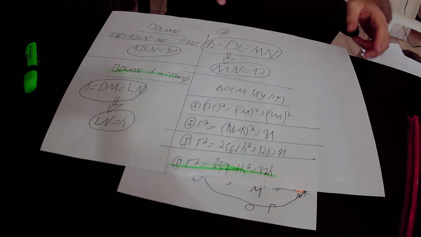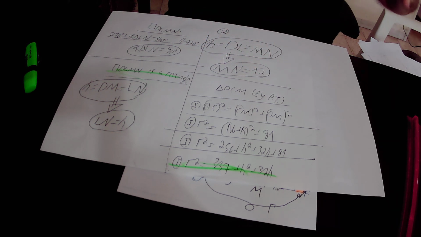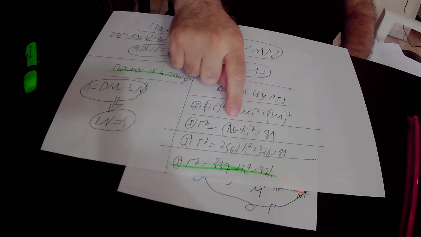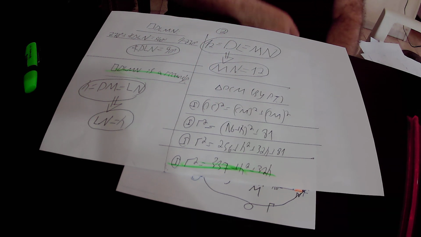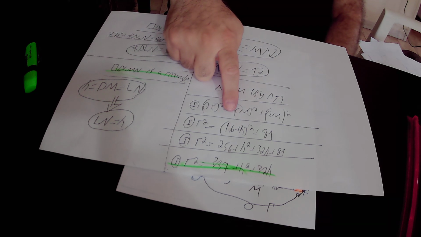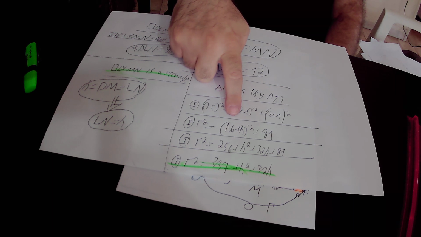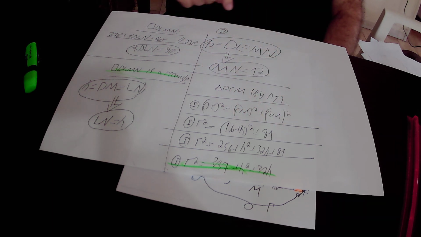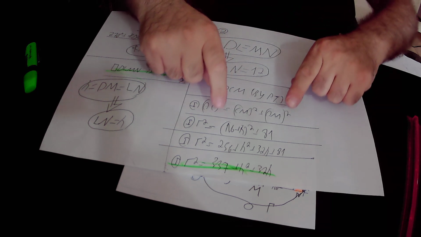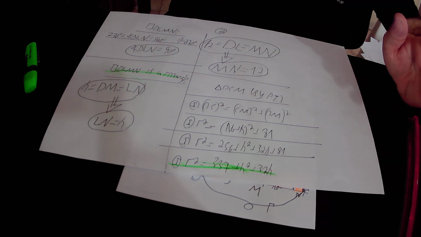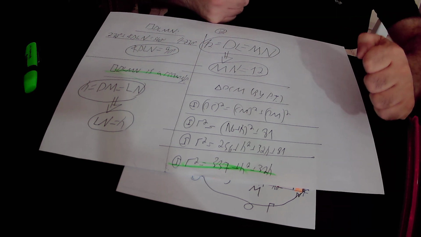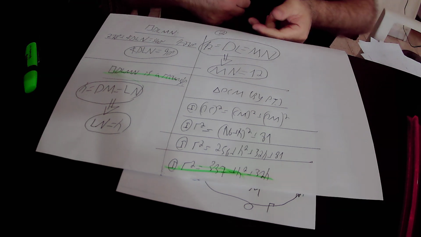So in total, according to equation number 1, we found that R square equals (16 plus H) square plus 81. Here we open the brackets on this side of equation number 1 and find that R square equals 16 square, that is 256, plus H square plus 2 times 16 times H, that is plus 32H, plus 81. Here 256 plus 81 is 337, plus H square plus 32H. So we found that according to equation number 1, R square equals 337 plus H square plus 32H.